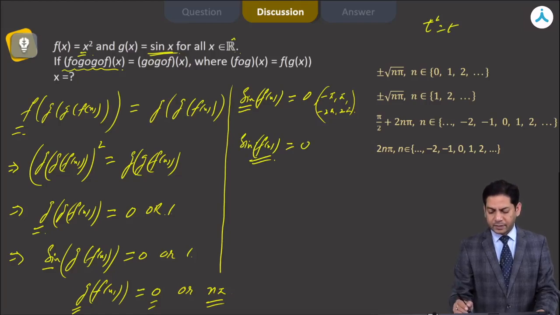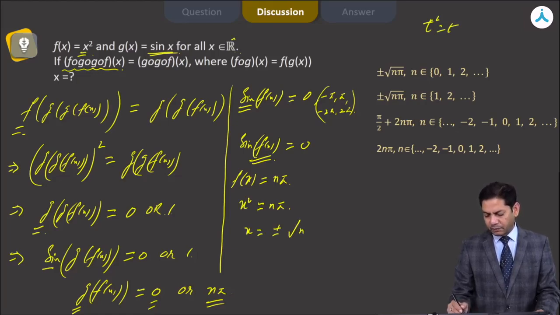And f of x is simply x square and sine of f of x is equal to 0. That means f of x should be equal to n pi. That is possible because f of x is equal to x square. So x square is equal to n pi. That means x is equal to plus or minus root of n pi, and we need to keep n positive.